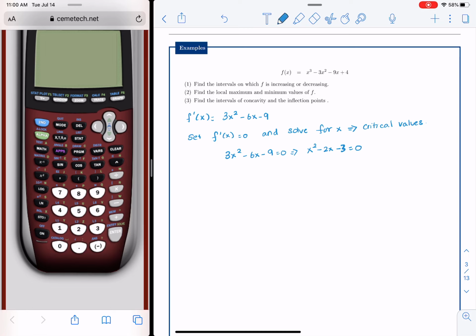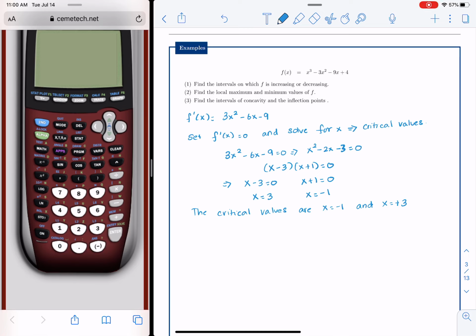So if I factor, I can factor this as x minus 3 multiplied by x plus 1. So x minus 3 is equal to 0, or x plus 1 is equal to 0. So we get x is 3 or x is minus 1. So the critical values are x is equal to minus 1 and x is equal to plus 3.